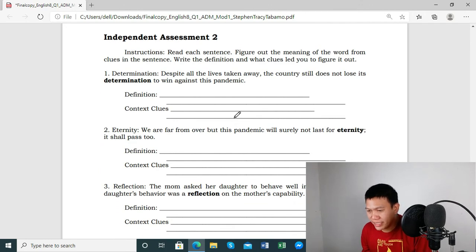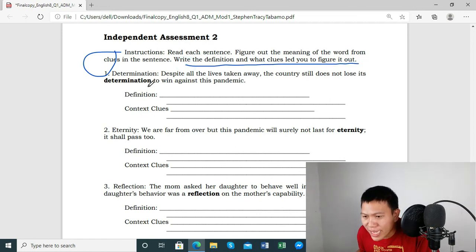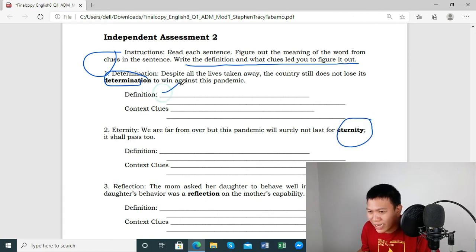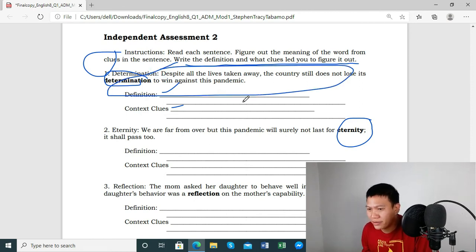Read each sentence. Figure out the meaning of the word from clues in the sentence. So again, you will identify clues. Write the definition and what clues led you to figure it out. Okay, so didefine natin yung mga naka-bold na letters. Dito yung definition, tapos lalagay natin yung clue, yung word or phrases na kinuha natin sa sentence. Is that clear?